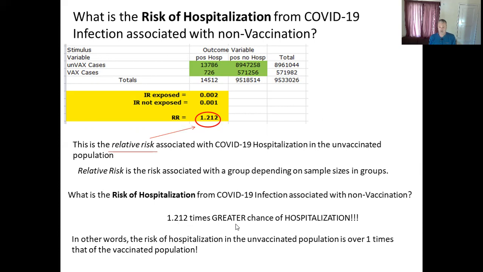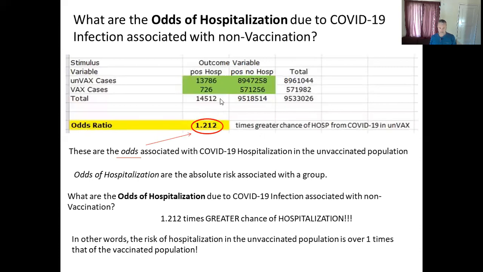1.212 times greater chance of hospitalization. You think, oh yeah, it's only one, no big deal. But the point is this progresses. Once you're hospitalized, then it potentially progresses to death. So 1.212 times greater chance of hospitalization in the unvaccinated population. And we actually see the same odds ratio, so the same Vegas odds. If you're unvaccinated, you have a 1.212 greater chance of being hospitalized if you become infected from COVID-19.